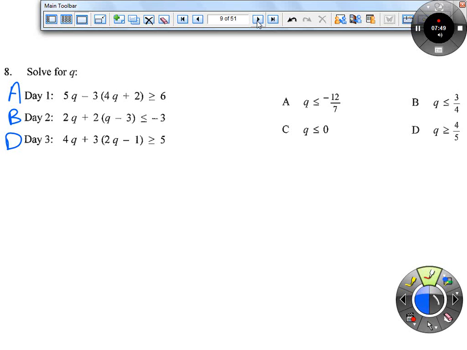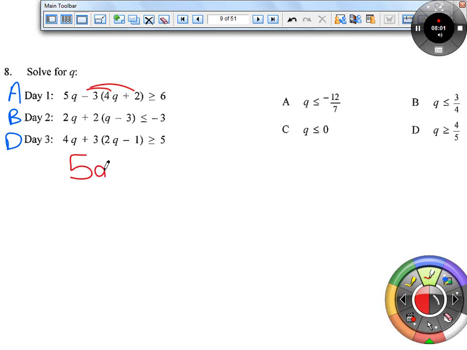Number 9, you just want to solve for Q. So you distribute. And this is one that would be commonly missed. So what we'd have is, I'm just doing day 1, I'd have 5Q, and then I would distribute this. So that would be minus, and that would be 12Q. And then I also have to distribute this negative sign. So that's going to be negative 3 times a positive 2. So that's negative 6, and that's greater than or equal to 6.